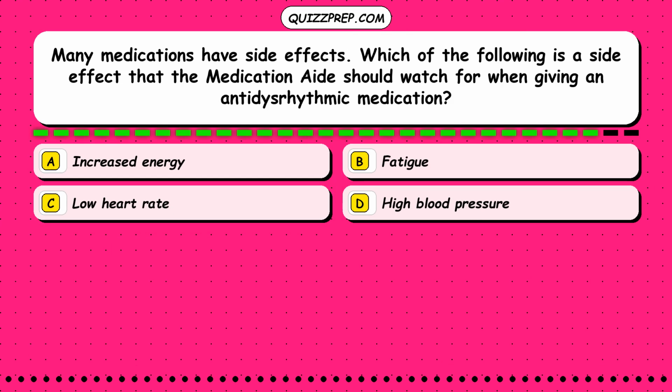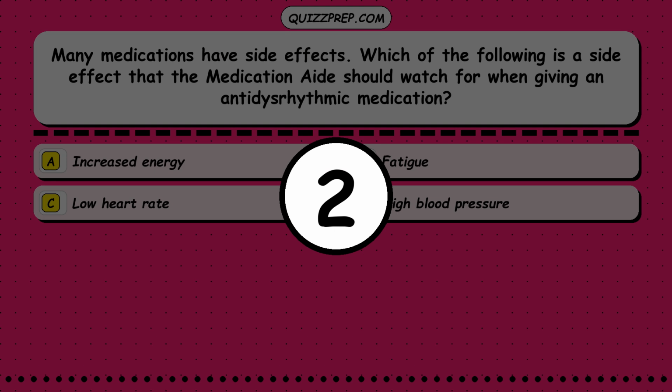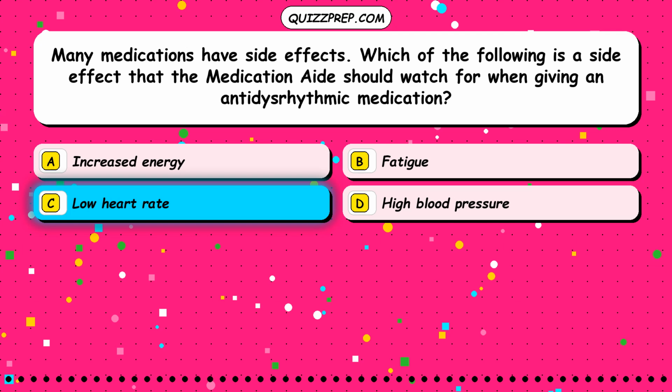Question 33. Many medications have side effects. Which of the following is a side effect that the medication aide should watch for when giving an antidysrhythmic medication? Option A, increased energy. Option B, fatigue. Option C, low heart rate. Option D, high blood pressure. The correct answer is option C, low heart rate.